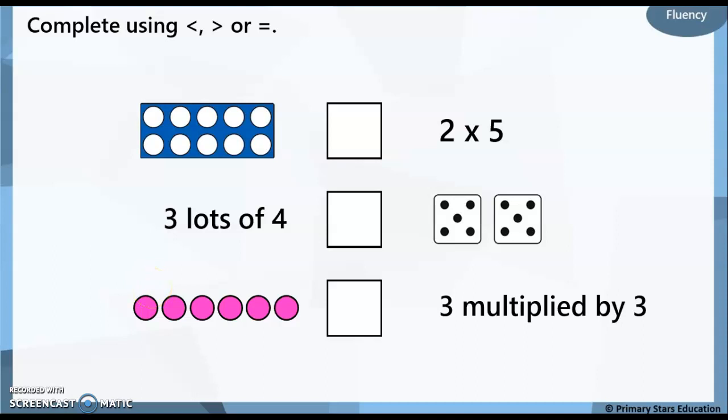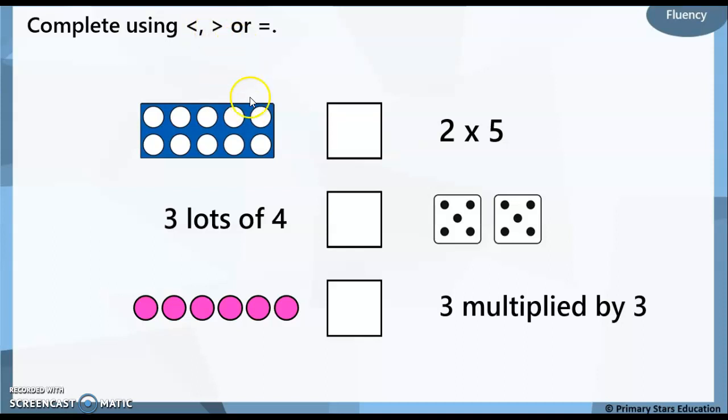Okay, here we have some different questions. It says complete using the less than, greater than, or equal sign. So remember, the crocodile, if we look at the arrow, the crocodile's mouth, so if we look at this one here, it's eating this way. And it always eats the biggest number.